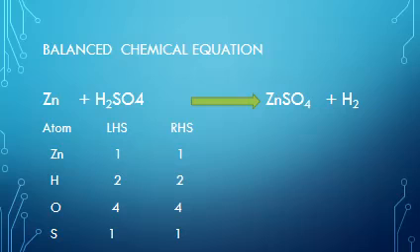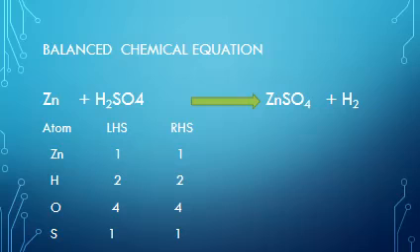Next is balanced chemical equation. Now according to the law of conservation of mass, atoms are neither formed nor destroyed, and no mass is formed or destroyed during a chemical reaction. So, the chemical equation must be balanced. That means the number of atoms on the left hand side or reactant side should be the same as the number of atoms on the right hand side.